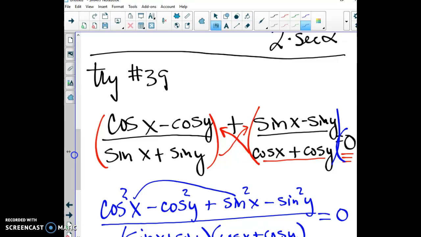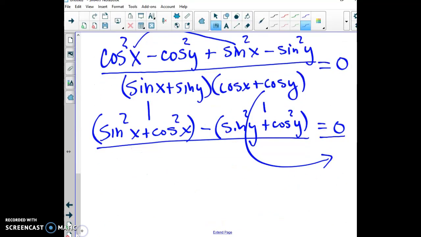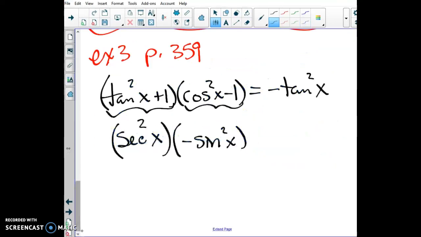We were to show that the whole thing equals 0, and we were able to do that without too much loss of skin or blood. Ew. So let's go on to example 3, which is asking us to verify this trigonometric identity.